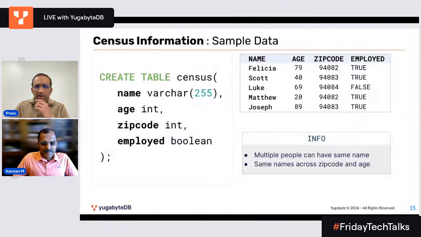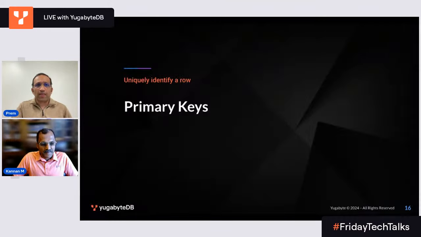Let's look at some sample data. This is the data set that we are going to use in the following slides to illustrate different concepts. It's a census data set which contains information about people living in different zip codes. We have name, age, zip code, and whether the person is employed or not. In this data set, multiple people can have the same name across zip codes and ages, just like normal.